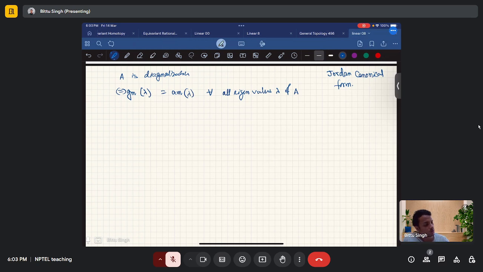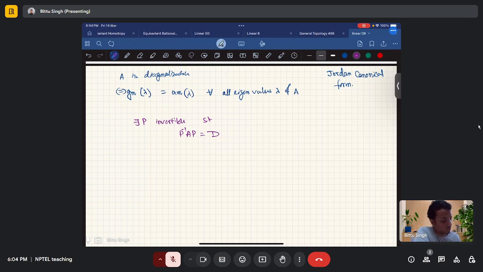But unfortunately, this does not always hold, right? So what is the next best approximation we can make? Diagonalizable means there exists some invertible matrix P such that P inverse AP can be made into a diagonal matrix T. But this is not always the case.